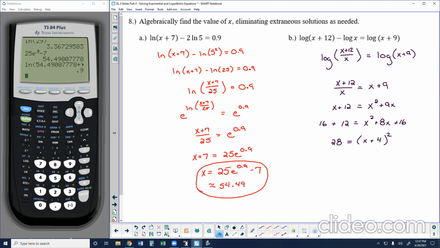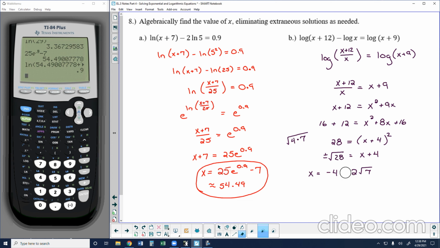So if I square root both sides, I'm going to get plus or minus the square root of 28, which I will simplify in a little bit, equal to x plus 4. If I subtract 4 from both sides, I'm going to get negative 4 plus or minus the square root of 28. 28 breaks down into 4 times 7. So the square root of 4 is 2, root 7. So this is the value for x. X is equal to negative 4 plus or minus 2 roots of 7.